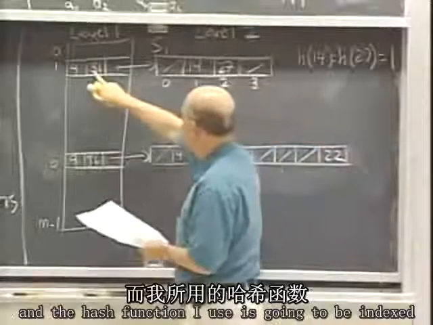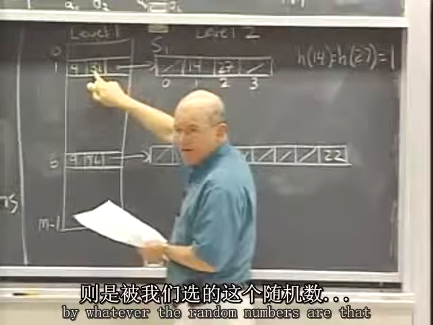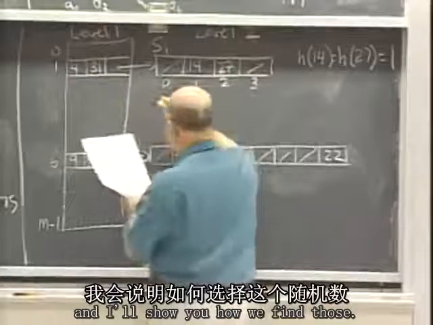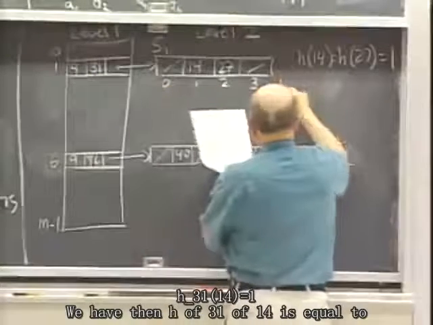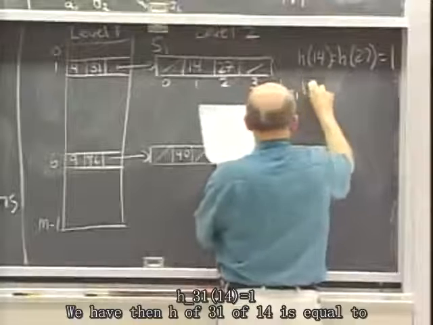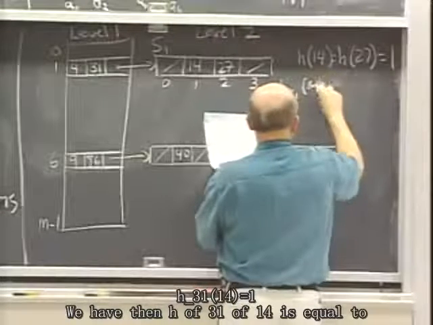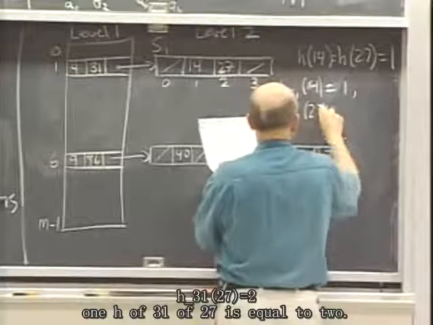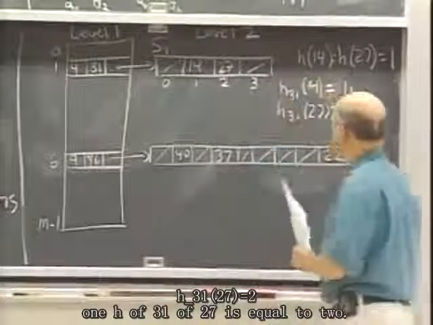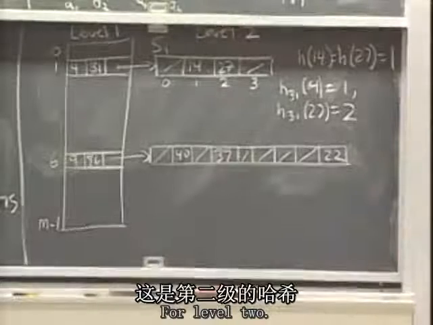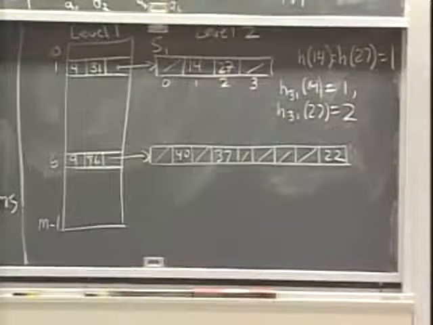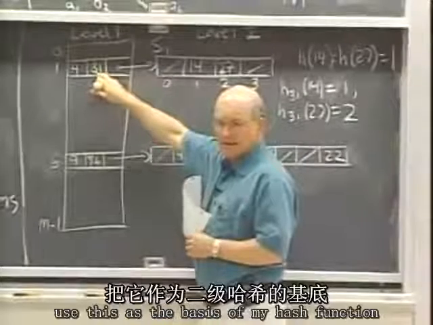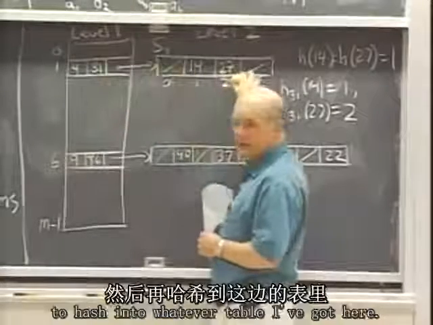And the hash function I use is going to be indexed by whatever the random numbers are that I chose and found for this. And I'll show you how we find those. So we have h31 of 14 is equal to 1. h31 of 27 is equal to 2 for level 2. So I hash in here, and use this as the basis of my hash function to hash into whatever table I've got here.